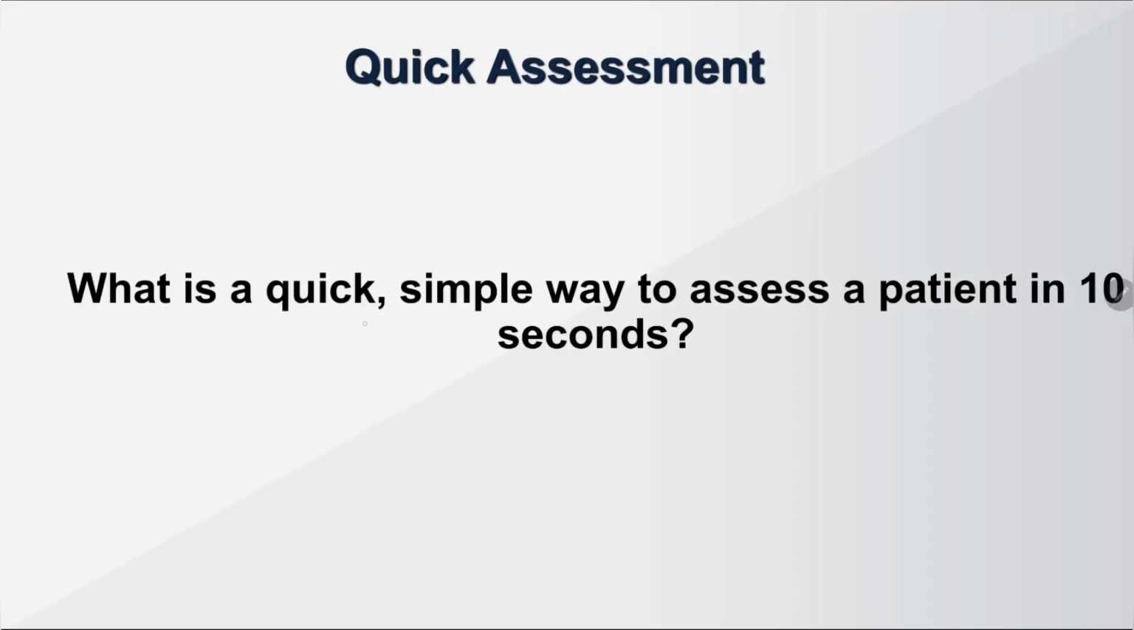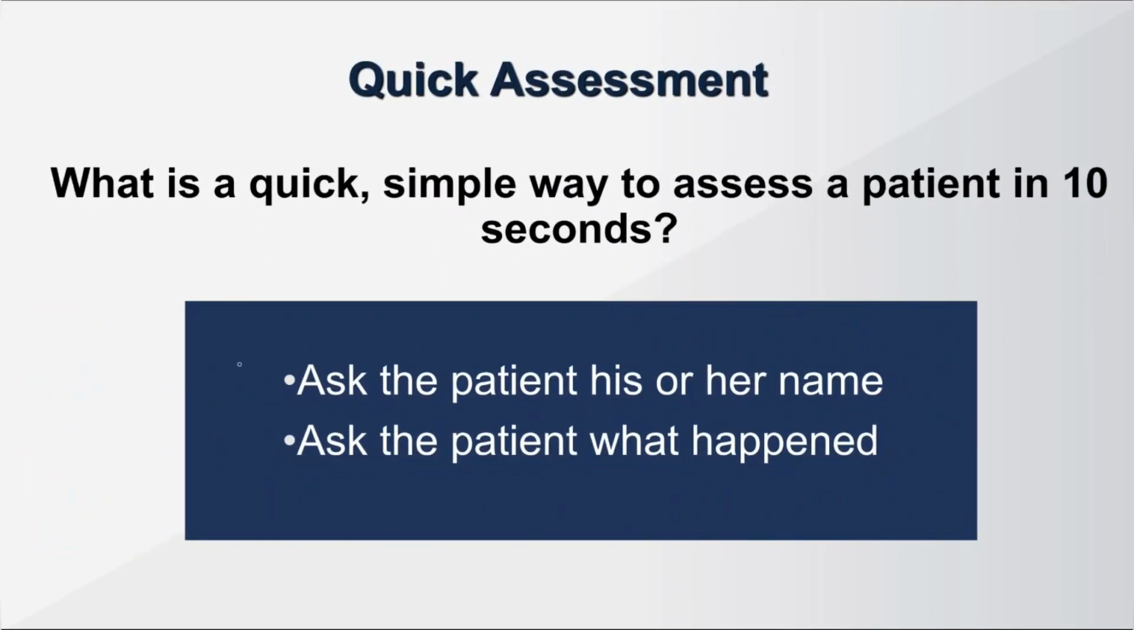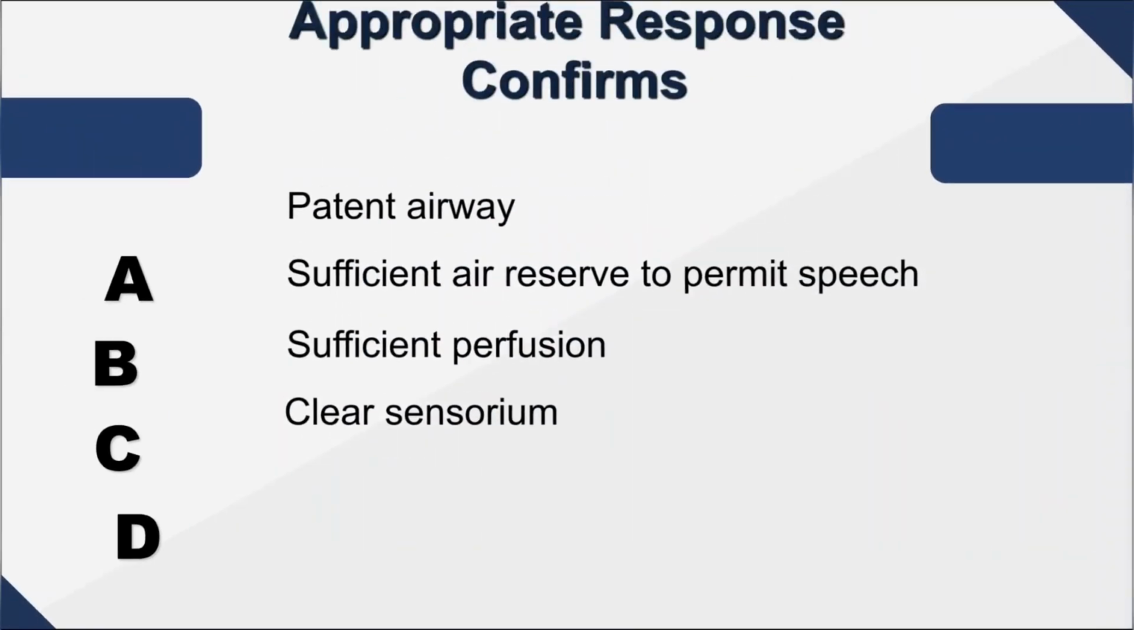What is a quick, simple way to assess a patient in 10 seconds? How do you assess a patient? Very simply, you talk to the patient. Ask the patient his or her name. This is a closed question. Then you ask an open question. Ask the patient what happened. He will tell you what happened, and this indicates the Glasgow Coma Scale of the patient.